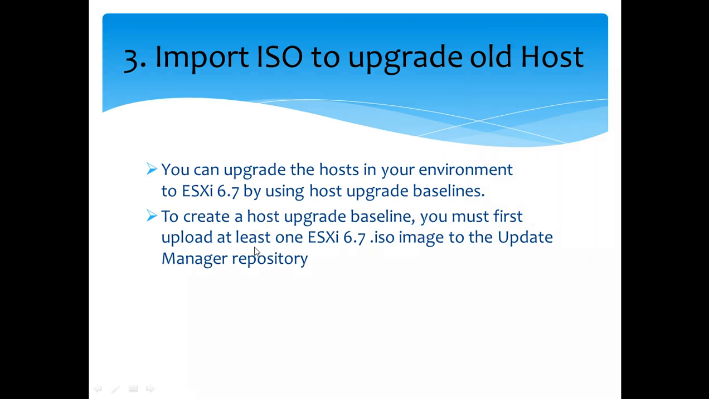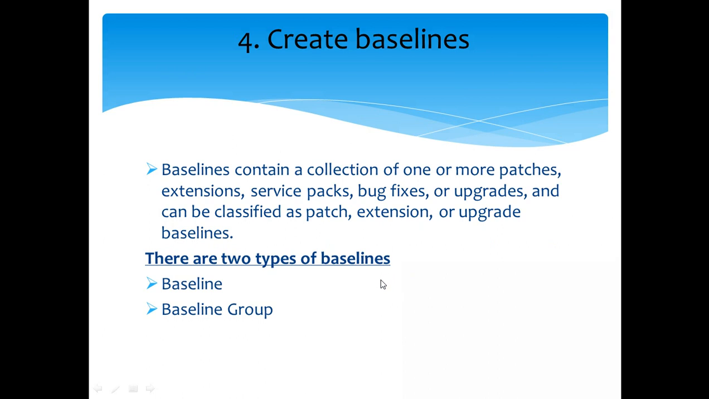Okay, so you create the host baseline. You must first upload the ESX 6.7 ISO image to the Update Manager repository, as I have stated here. Okay, so we were talking about baseline. What is a baseline? So the first step is to create a baseline. A baseline contains a collection of one or more patches, extensions, service packs, bug fixes, or updates, and can be classified as patches, extensions, or upgrade for the baseline.